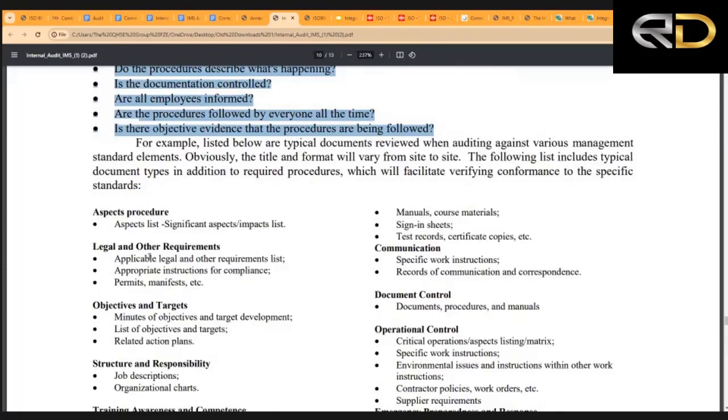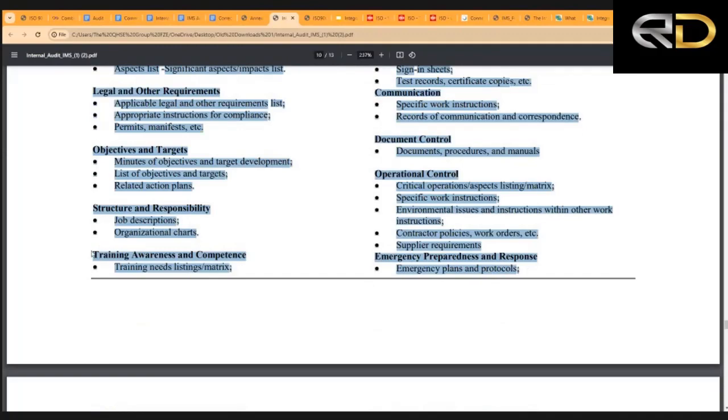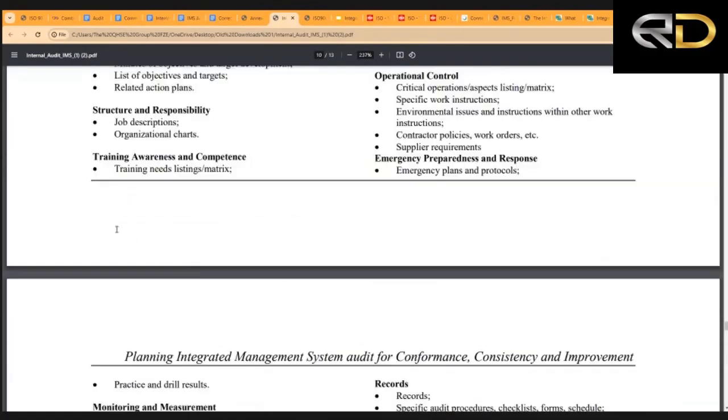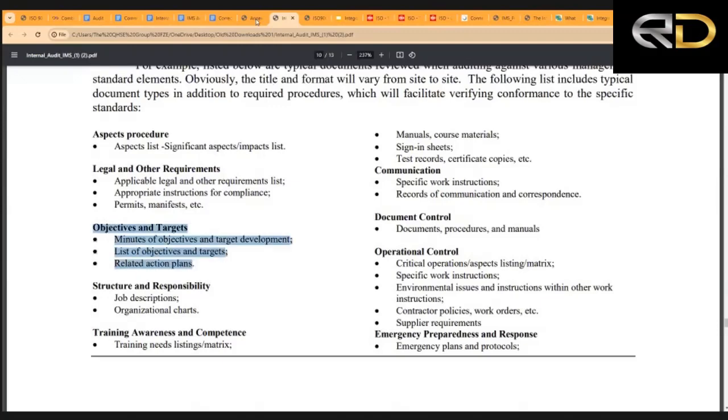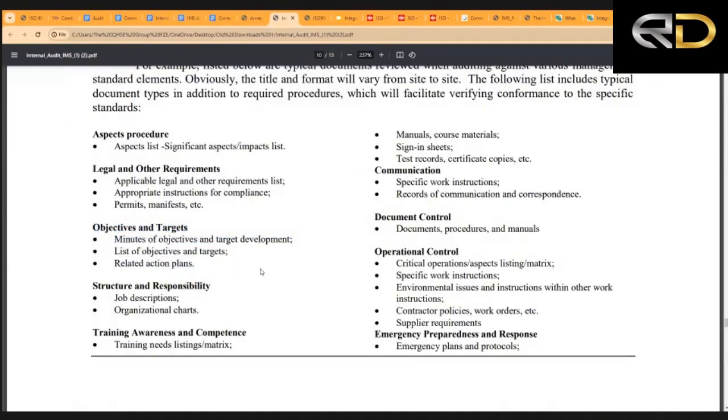And then you look at these documents right here. Okay, so these are now the documents that you're going to be looking at. And as you can see, all of these documents right here, they are basically tied to the Annex SL, because at this point, we are looking for evidence to determine whether or not the procedures and the goal setting requirements here have been followed through.